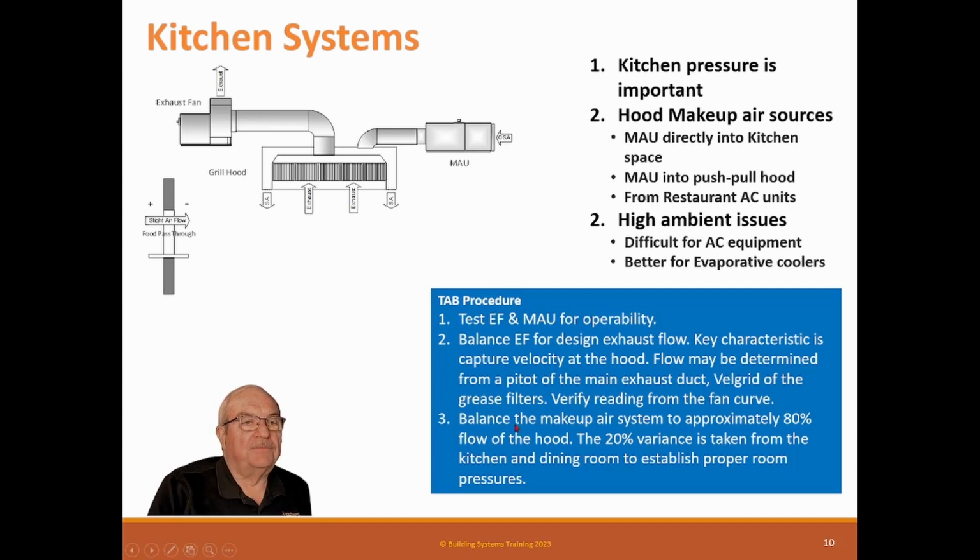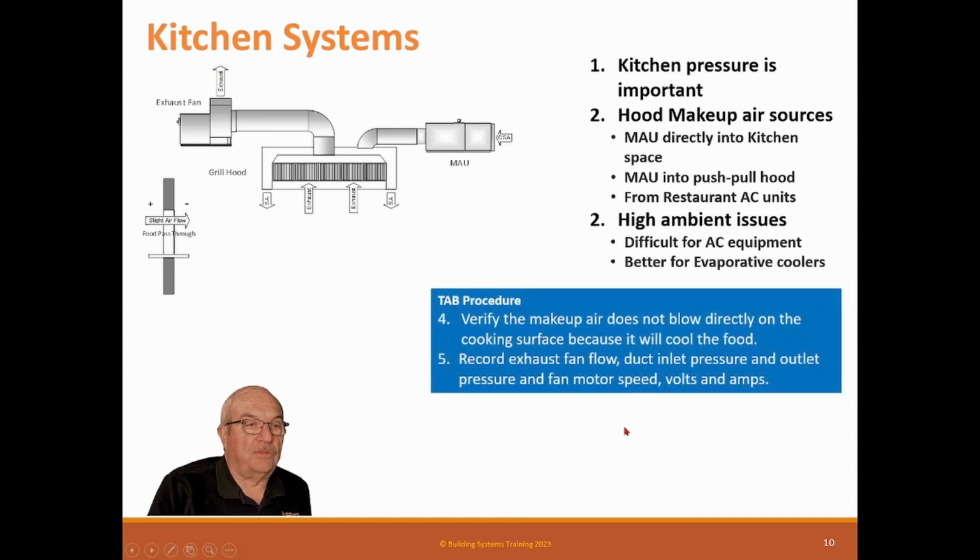Okay, so balance the system by 80% flow of the hood. 20% variance is taken for the kitchen and dining room to establish proper pressure flow. Verify that makeup air does not blow directly on the cooking surface because it will cool the food. So you can't blow it down on the hood itself. Record exhaust fan flow, duct inlet pressure and outlet pressure, and fan motor speed, volts and amps.